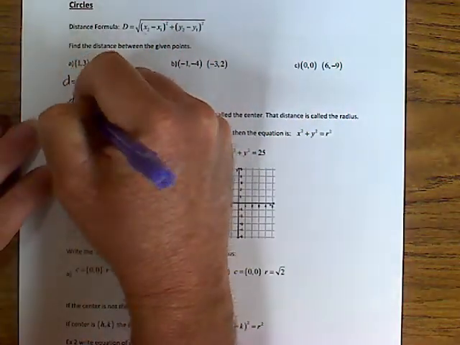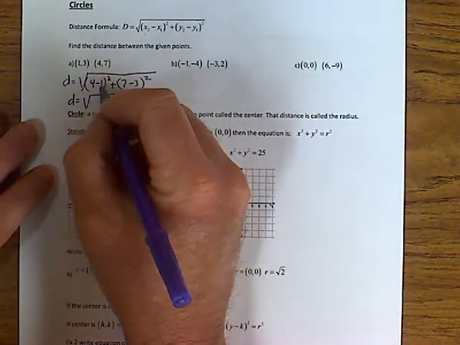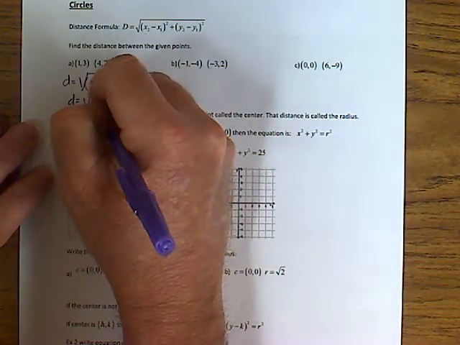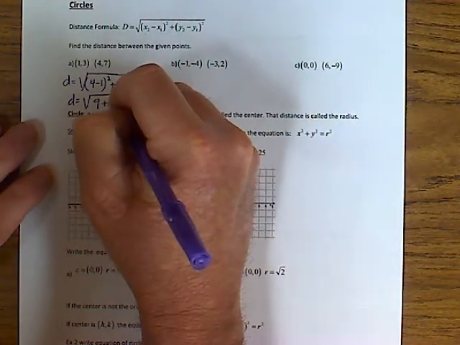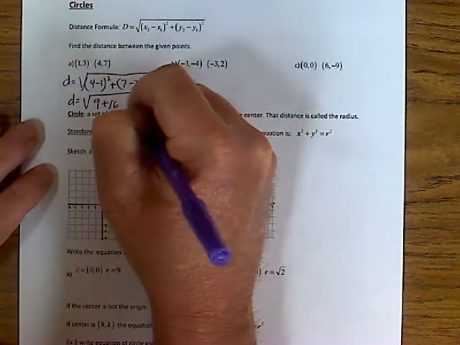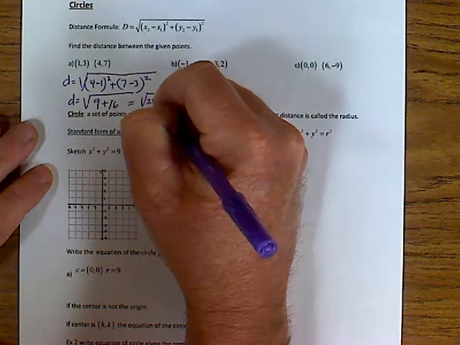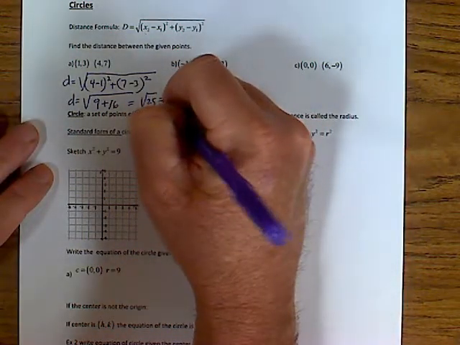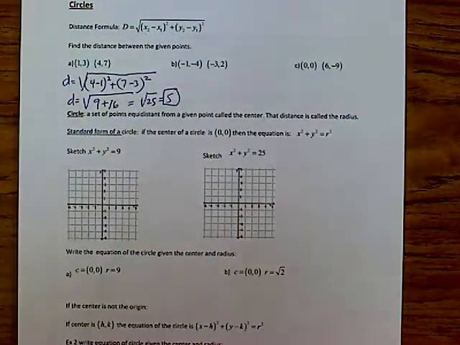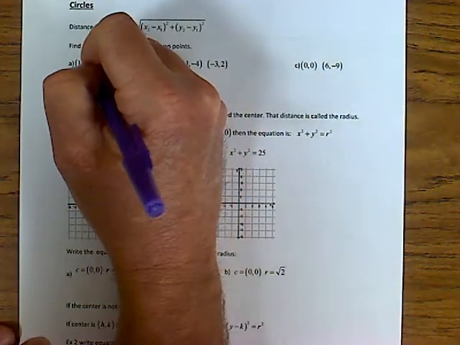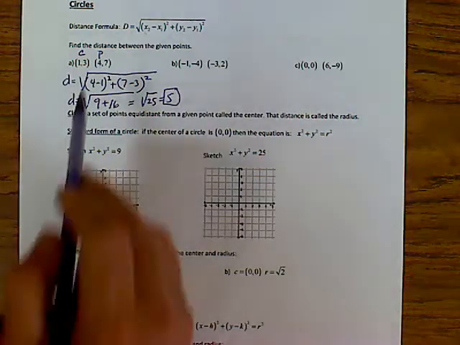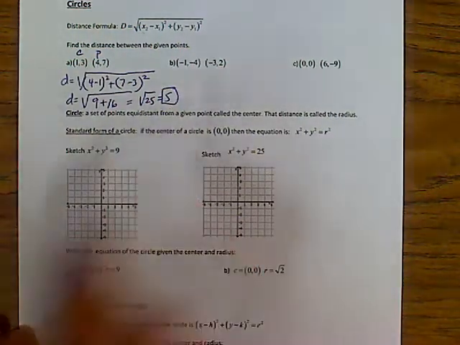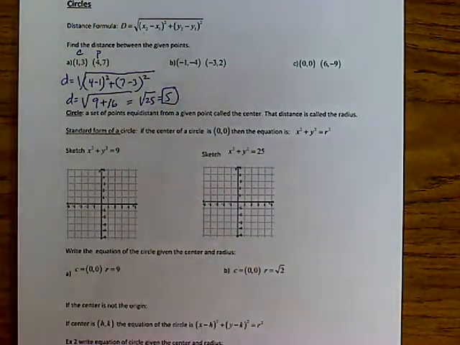So this comes out to be the square root of 4 minus 1 is 3, and 3 squared is 9. 7 minus 3, that's 4, and 4 squared is 16. 9 plus 16 is 25, so we're finding the square root of 25, which is 5. So if this had maybe been the center and this had been a point on the circle, now I know that the radius is 5, and I'll be able to use it in my equation in just a second.